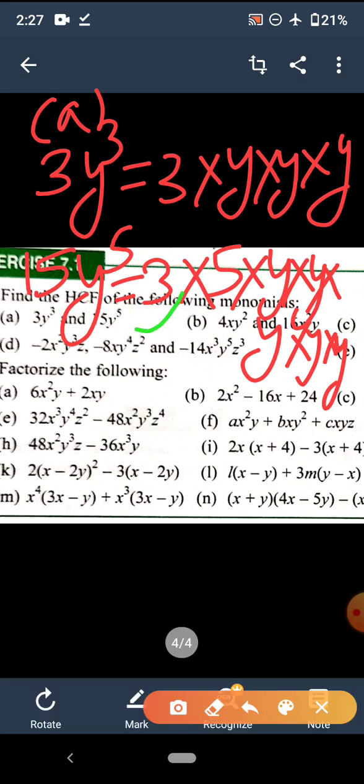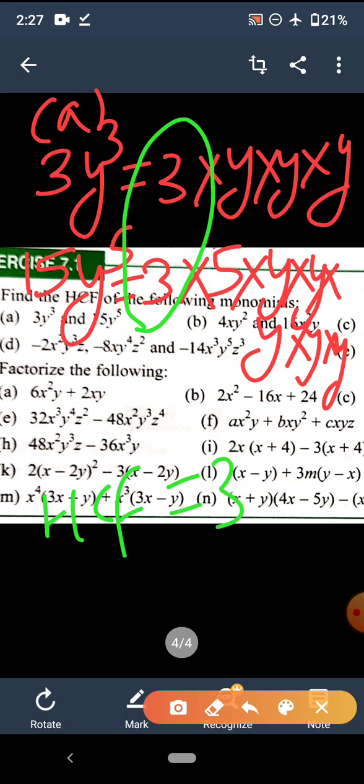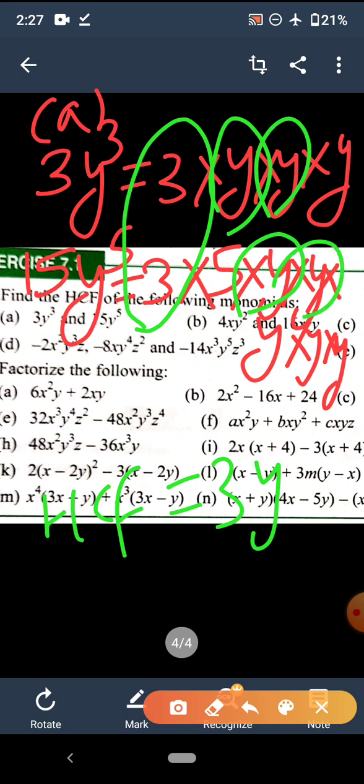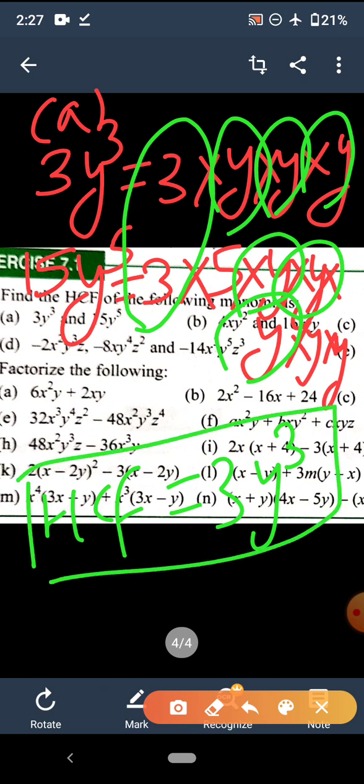After breaking, just take the common. So what is the common number here? 3. And what are the common variables? y, then again y, and then again y. So y cube. Smallest power you have to choose. So this is the HCF. So firstly break into prime factors, then do it.